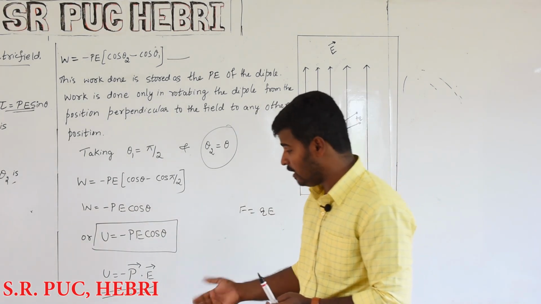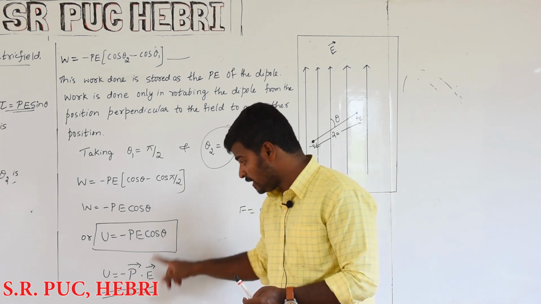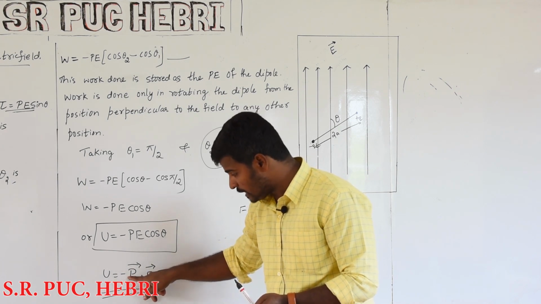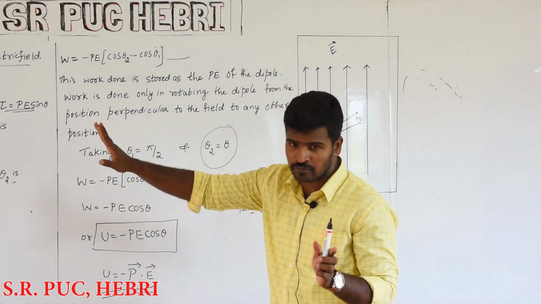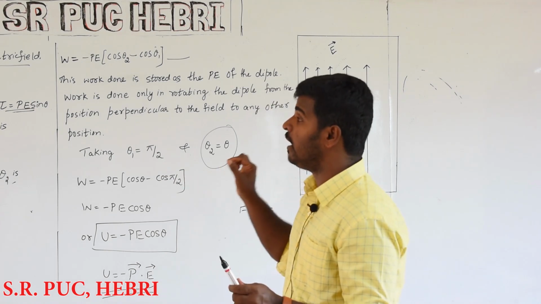In terms of vector form, work done is a scalar. Therefore, U is equal to minus, as usual. Cos θ is replaced by the product called the dot product. Therefore, U is equal to minus P vector dot E vector is the expression. For a 3-mark question for the board exam, arrive at an expression for potential energy of a dipole in an external electric field.